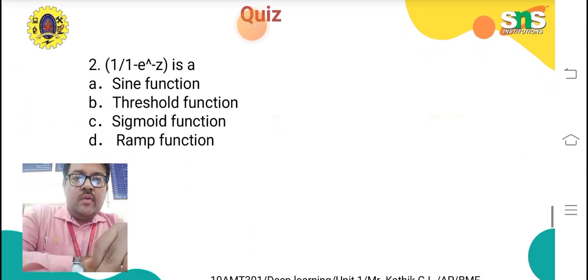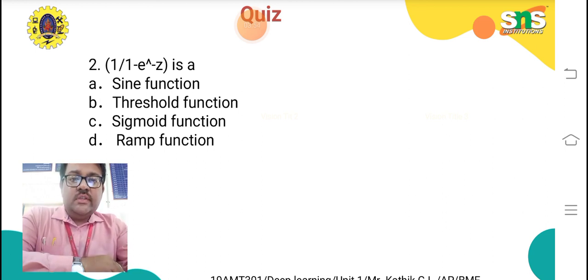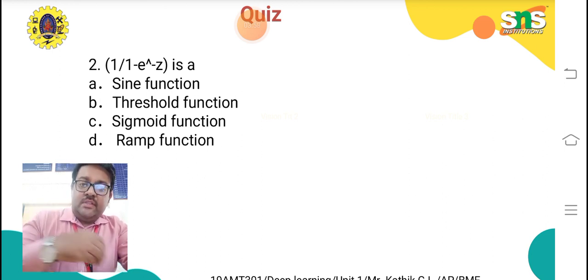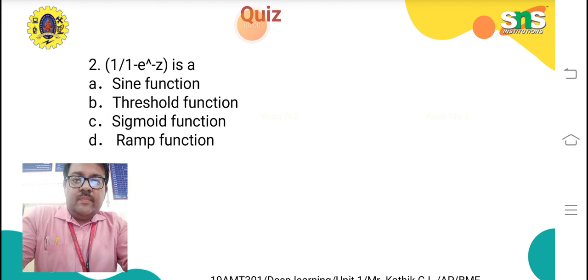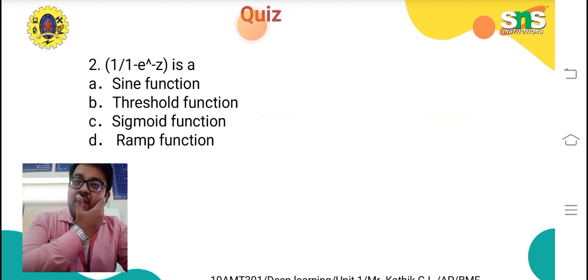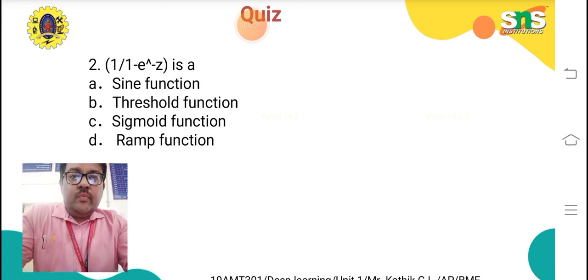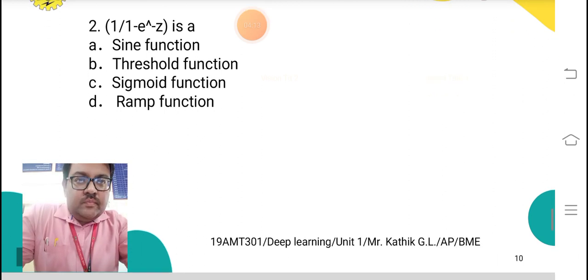1 divided by 1 plus e to the power minus z, it is what function? Whether it is sine function, threshold function, sigmoid function or ramp function. Of course we also discussed this in the previous class. It is the sigmoid function, right? We use the sigmoid function for finding out the probability of y equal to 1.